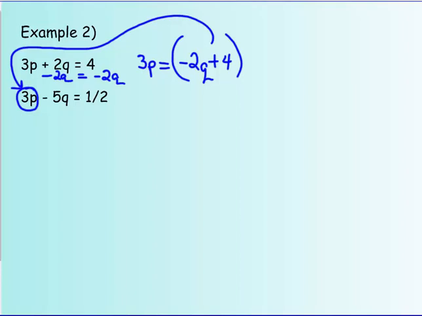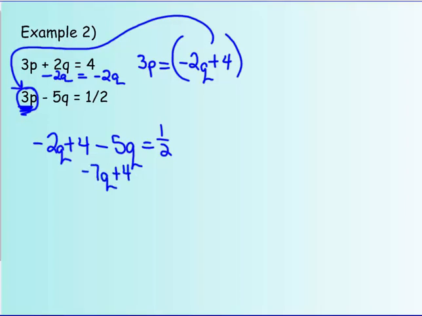So I'm not going to divide everything by 3 and solve just for p, because I see that this is a 3p. They're the same. So I'm going to plug into this second equation, negative 2q's plus 4 for that 3p, minus 5q's equals 1/2. A very nice equation here. So I get negative 7q's plus 4 equals 1/2.